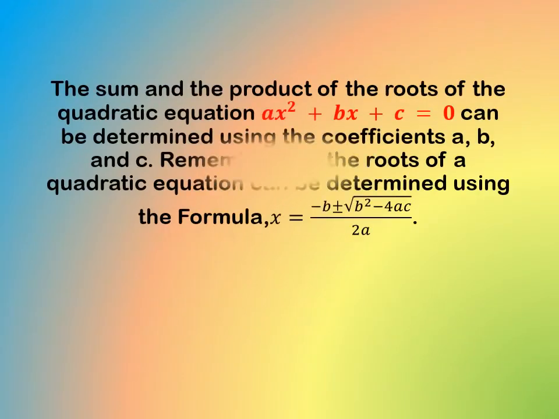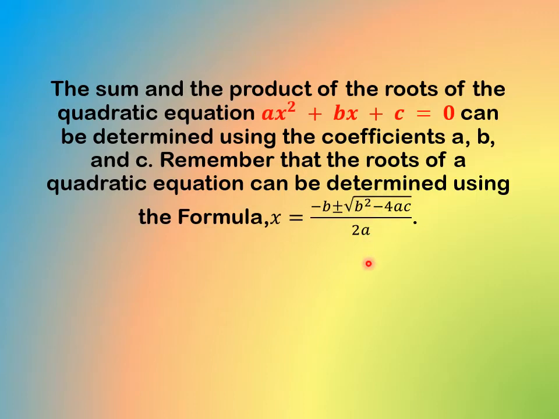Okay? Pero, may madaling paraan. Okay? So, the sum and product of the roots of the quadratic equation ax squared plus bx plus c is equal to 0 can be determined using the coefficients a, b, and c. Remember that the roots of a quadratic equation can be determined using the formula x is equal to negative b plus minus the square root of b squared minus 4ac over 2a.